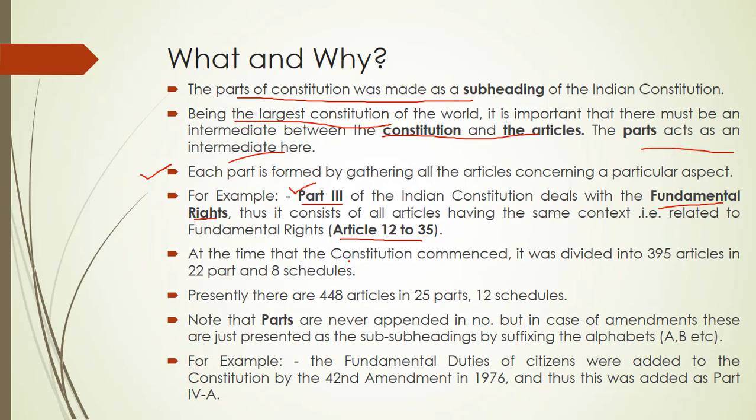When the constitution was commenced, at that time we had 395 articles, 22 parts and 8 schedules. But presently we have 448 articles, 25 parts and 12 schedules. Each and every time there is an amendment, you need to note that the parts are not appended in number, rather they are given subheadings. For example, the fundamental duties, which were added by the 42nd Amendment Act of 1976, were not given a new part in between, but were given a subheading, that is Part 4A.